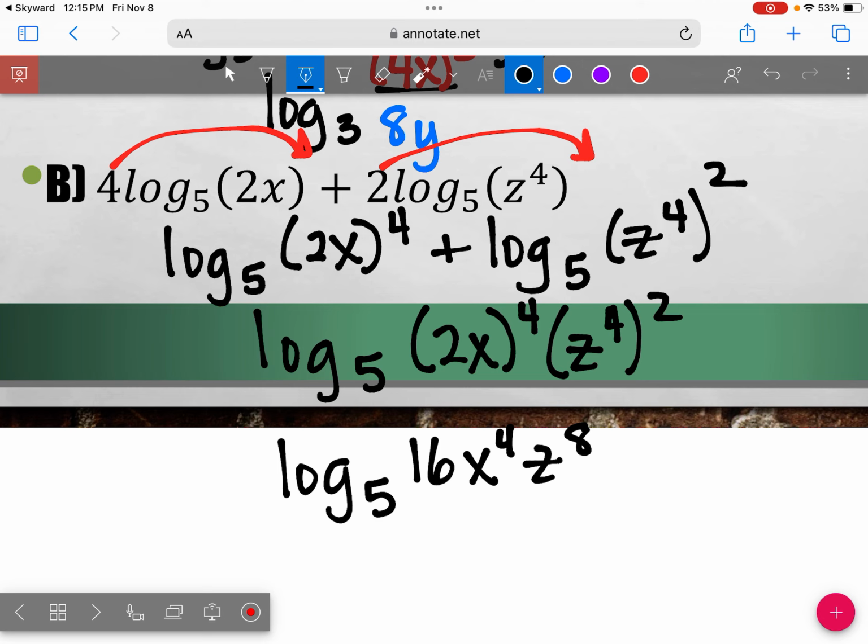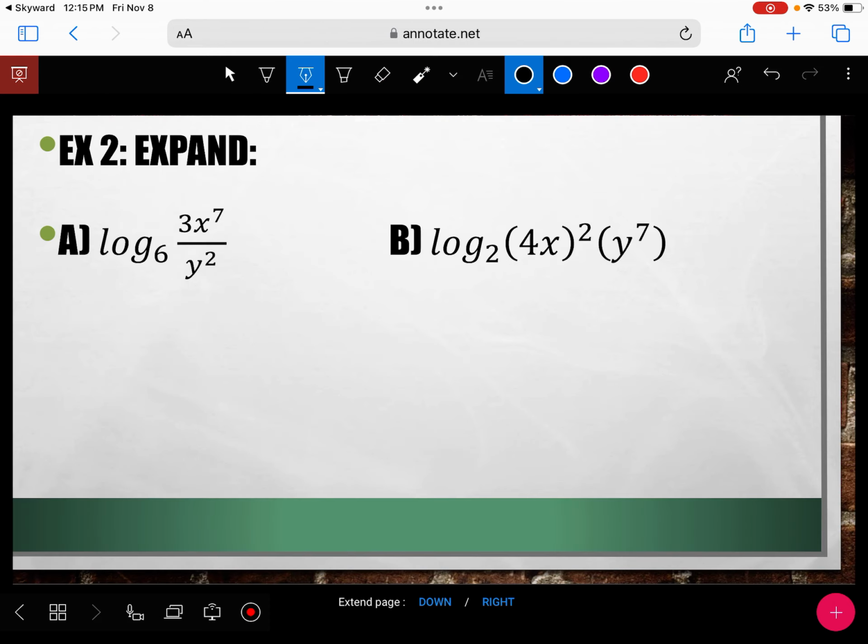All right, last 2, and we'll be done with 5.5. We'll do some more practice on Monday. Go ahead and copy down these 2, and we're going to go the other direction. We're going to expand it.